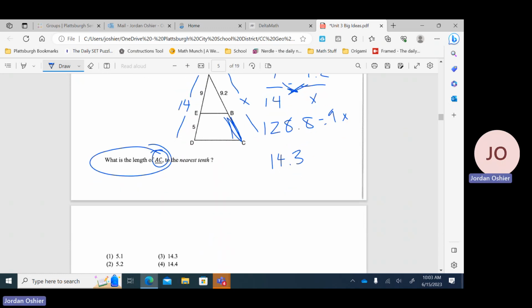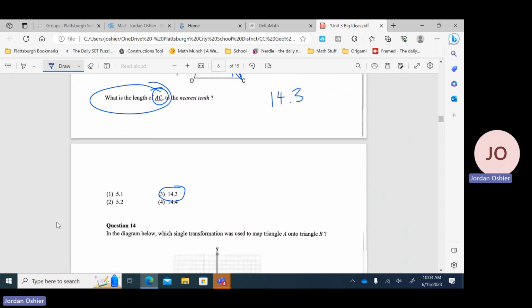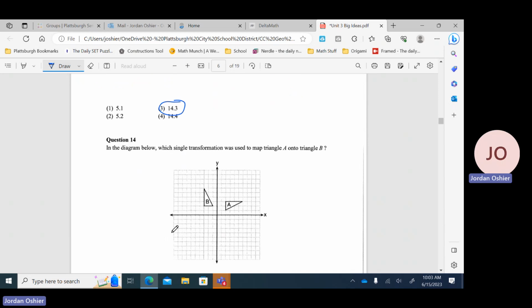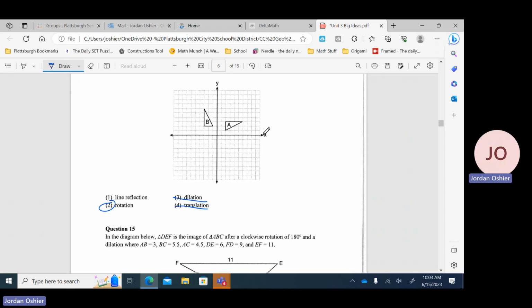Check AC is what I marked X as, but always double check that. And then 14.3 is the answer. Next question, what happened to map one triangle onto the other? It was not a dilation. It was definitely not a translation. And then you're deciding between line reflection and rotation. And again, if you turn your paper physically, you would see that that would get it to where it needs to be.